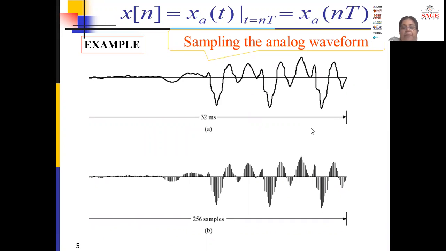Now this is the sampling of an analog waveform. We have considered one arbitrary analog continuous signal, and we have sampled this analog continuous signal into different samples. We have taken 256 samples of this continuous signal.